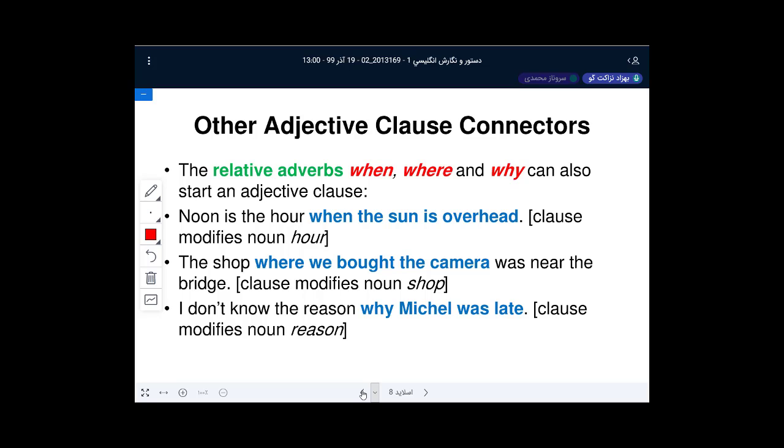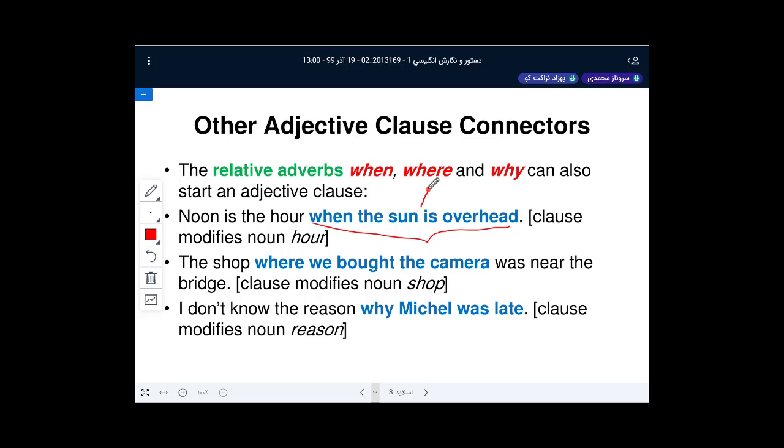These are relative adverbs, okay? The relative adverbs when, where, and why can also start an adjective clause. Noon is the hour when the sun is overhead. A clause modifies the noun hour. The shop where we bought the camera. So do not take it as an adverb.